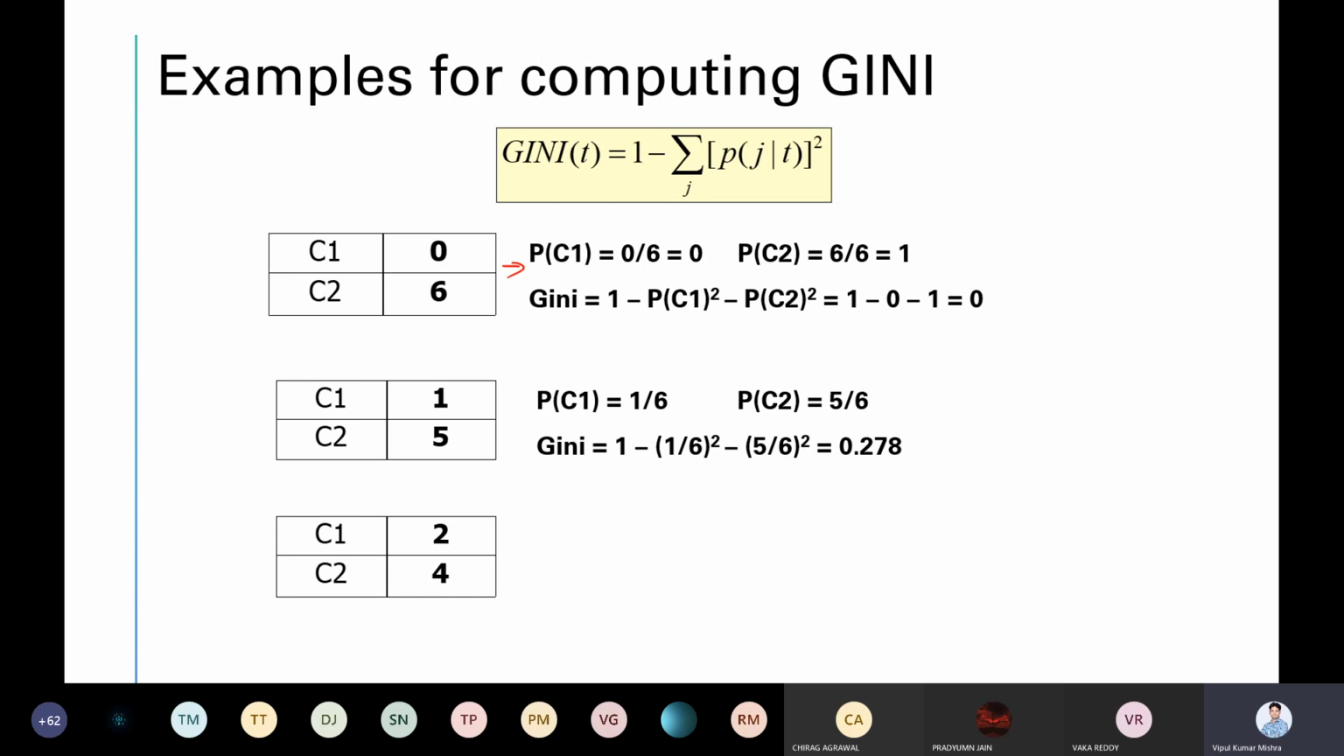What about this? 1 minus 2 divided by 6 squared minus 4 divided by 6 squared. You can easily compute. It's 0.444. One last.